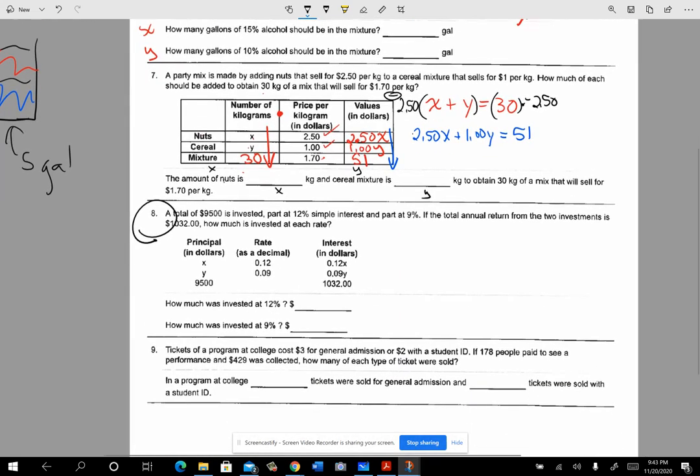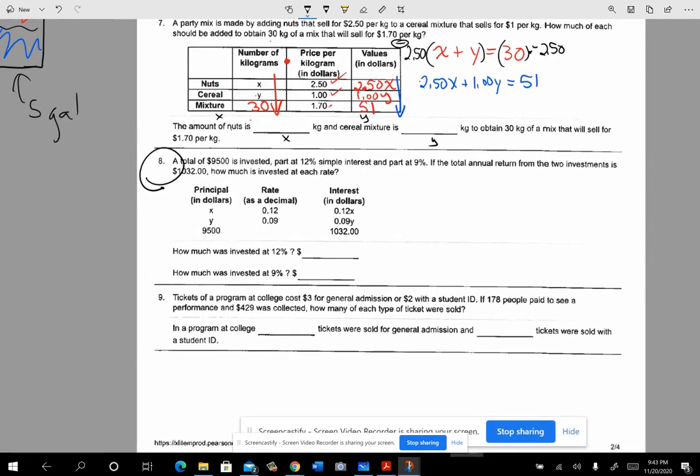All right, just a couple more. I just wanted you to get a taste of these. I didn't want to give you 30 problems to do. All right, notice number 8's already kind of set up for you.